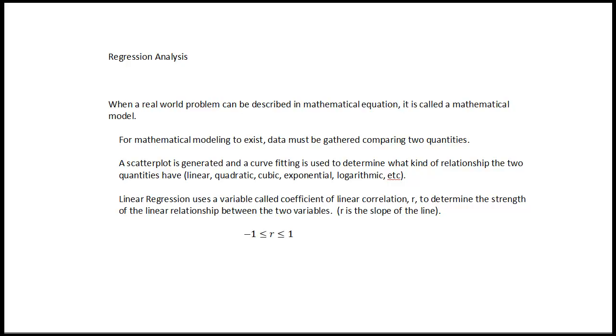A scatter plot is generated and curve fitting is used to determine what kind of relationship the two quantities have: linear, quadratic, cubic, exponential, logarithmic. Linear regression uses a variable called the coefficient of linear correlation, lowercase r, to determine the strength of the linear relationship between the two variables. Because it's linear, r is the slope of the line. r can be anywhere between -1 and +1.